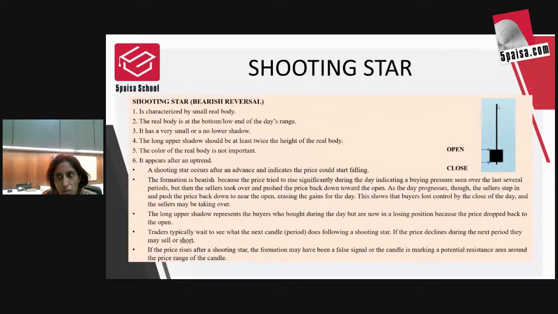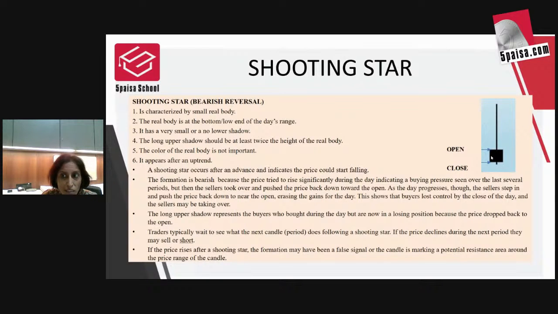So here, the prices had gone considerably up, indicating a buying pressure, which was seen over maybe the last several periods. But then the sellers took over and pushed the prices back down towards the open. So as the day progresses, the sellers step in and push the price back down to near the open, erasing the gains of the day. Now this shows that the buyers lost control by the close of the day and the sellers may be taking over.